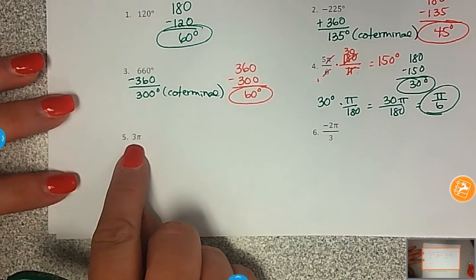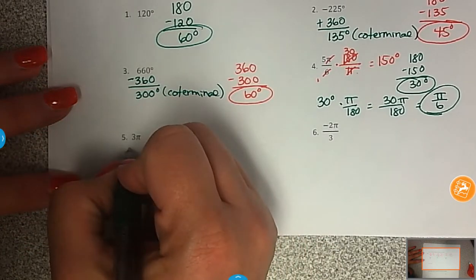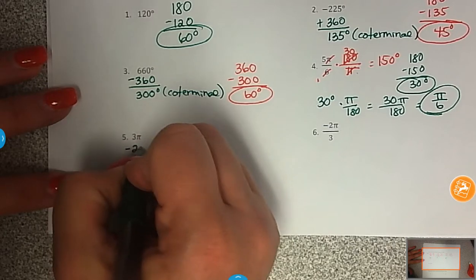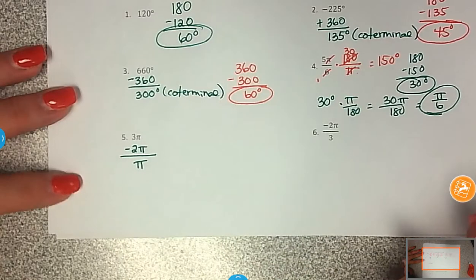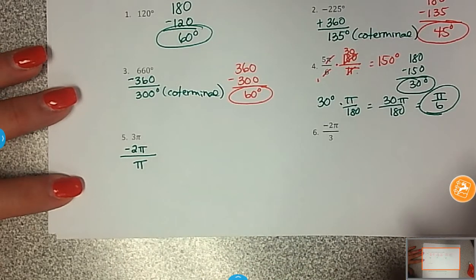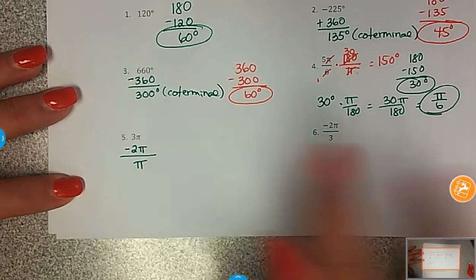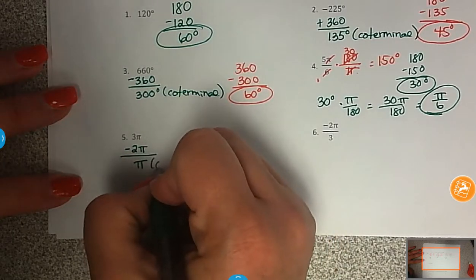For number 5, 3 pi. If I subtract 2 pi from that, that will give me 1 pi. Okay, so this is my coterminal.